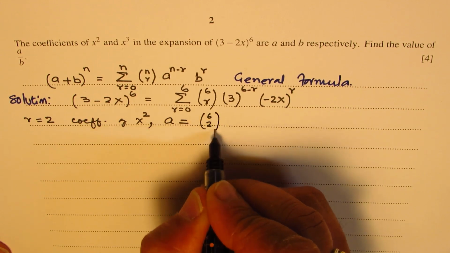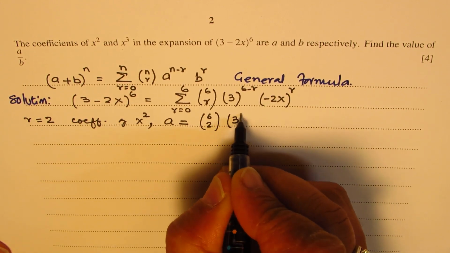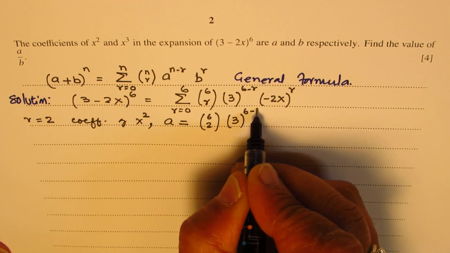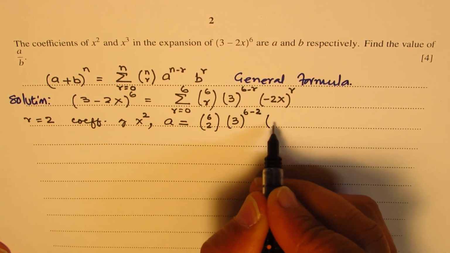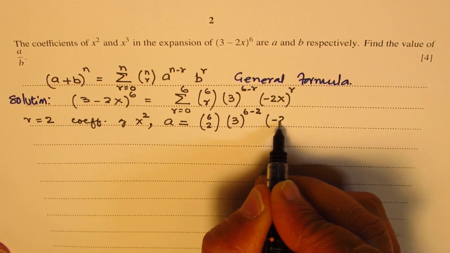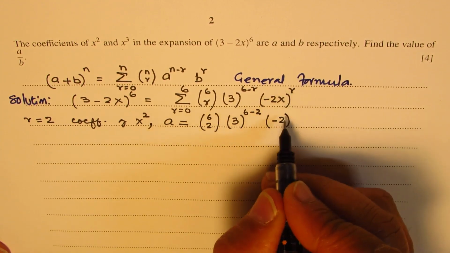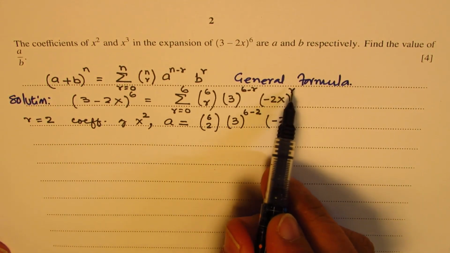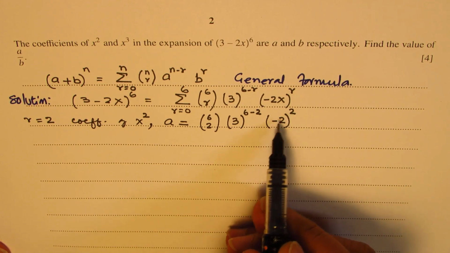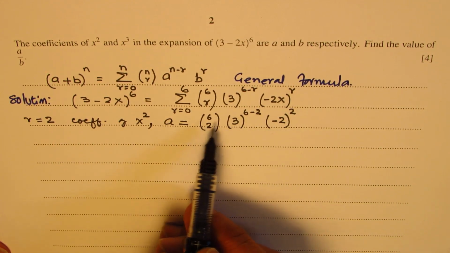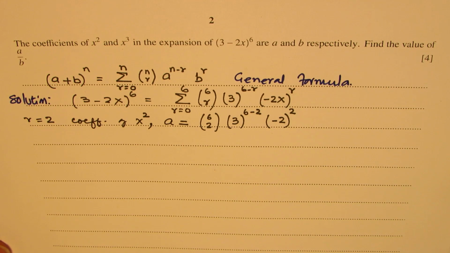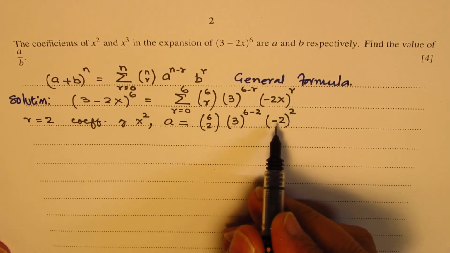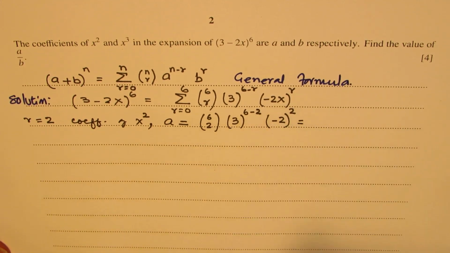So we get here 6C2, times 3 to the power of 6 minus 2, times (minus 2) to the power of 2. So that becomes the coefficient. I'm not writing x squared since it is the coefficient, so all other terms which come with x are left out. We can calculate this answer. The (minus 2) squared will be positive, so we are expecting a positive value.